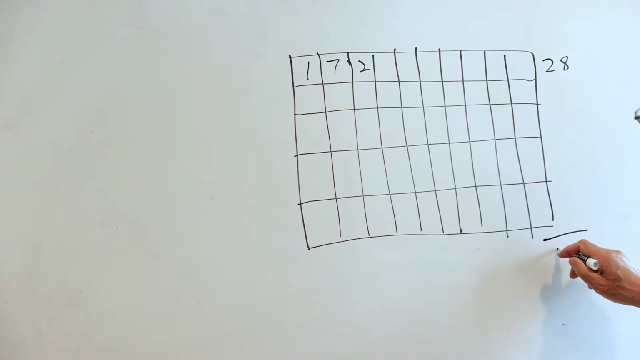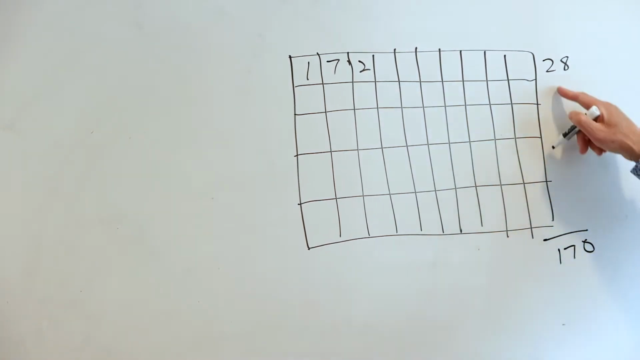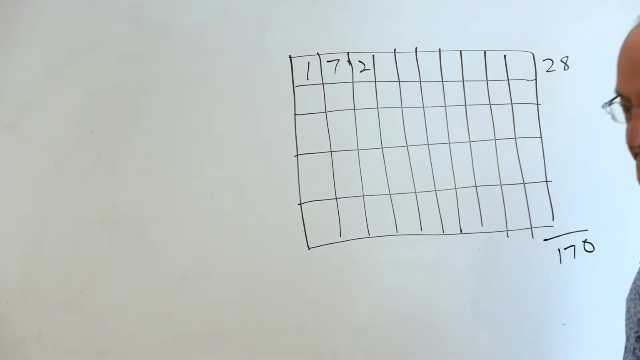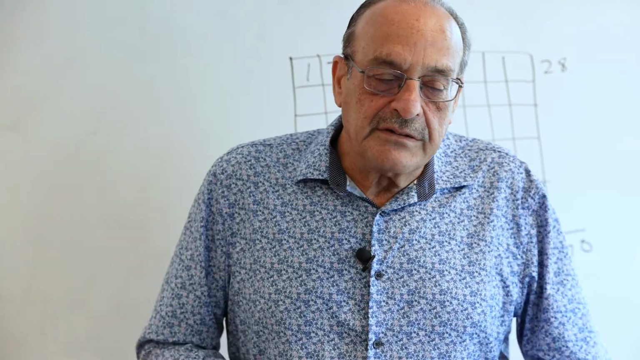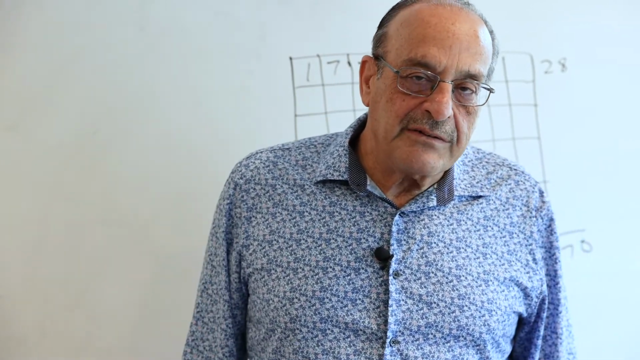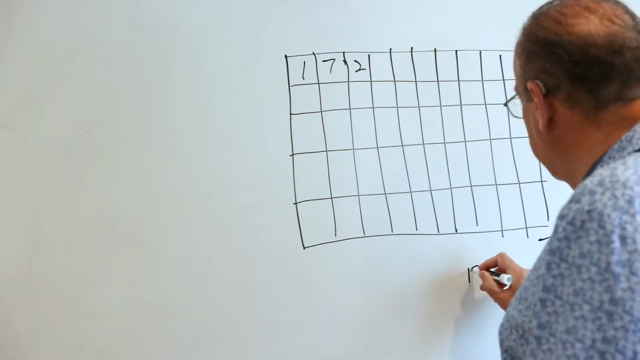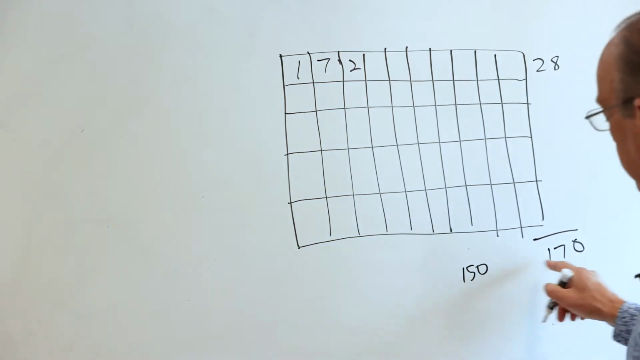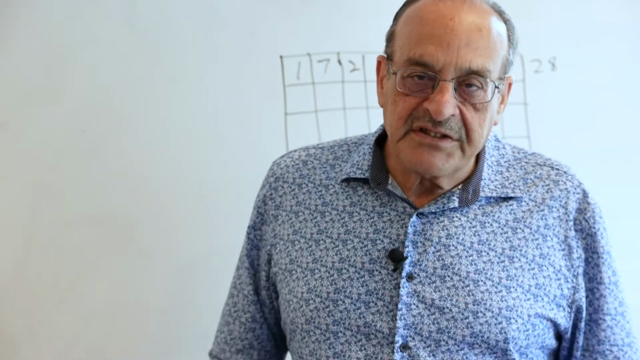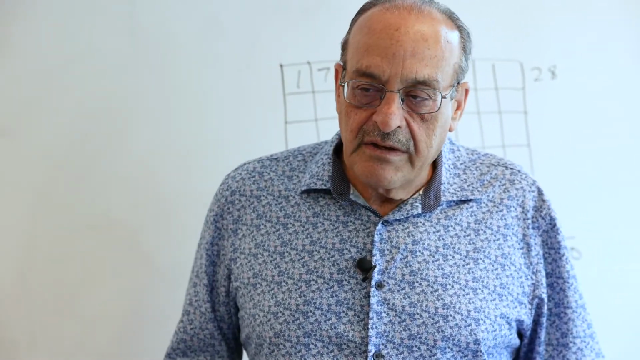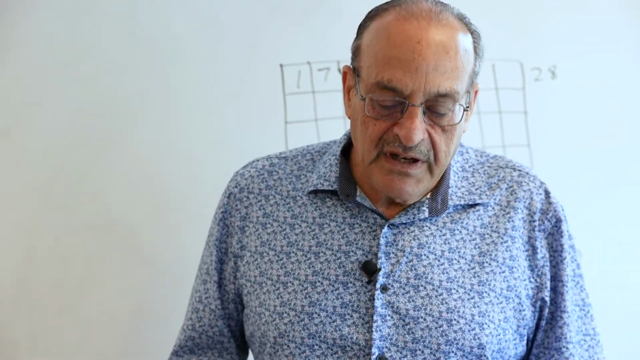Maybe their final result would be 170. So they would be adding up all 5 totals. The theoretical amount would be around 150. So 150 is in the ballpark of 170. Or it might be 130. There's a good chance it's going to be between, say, 125 and 175.